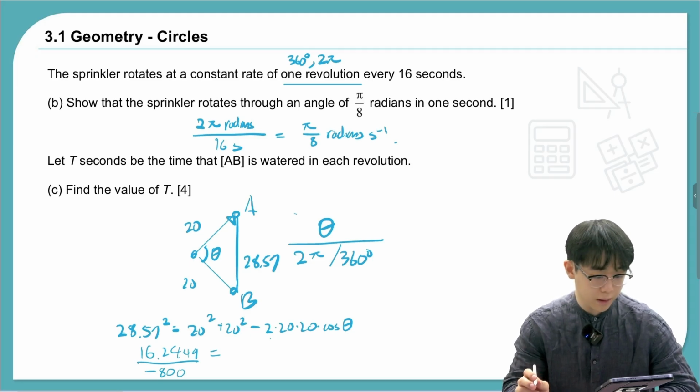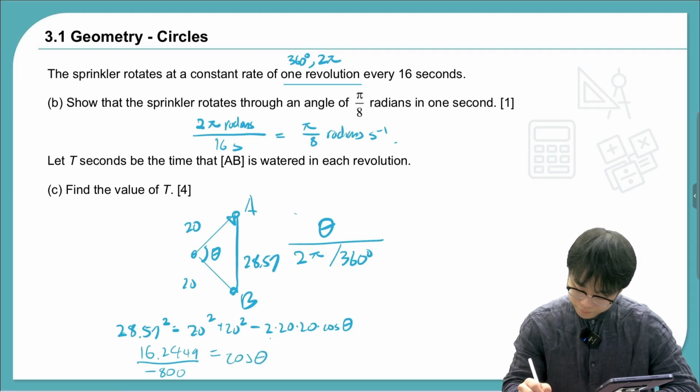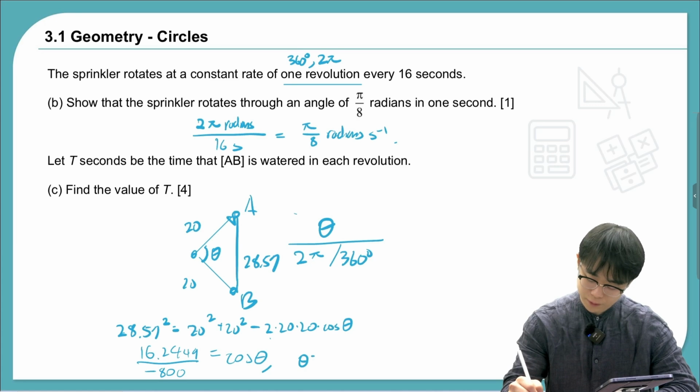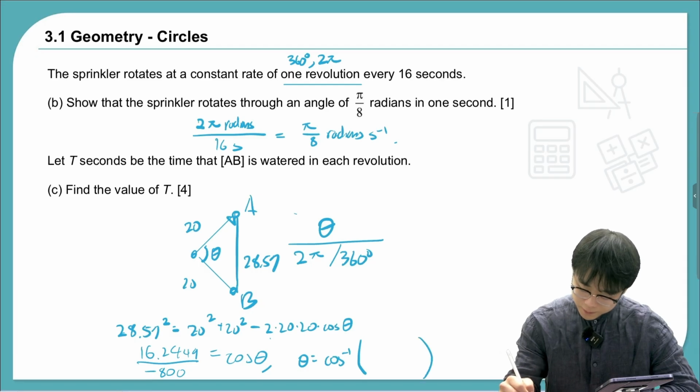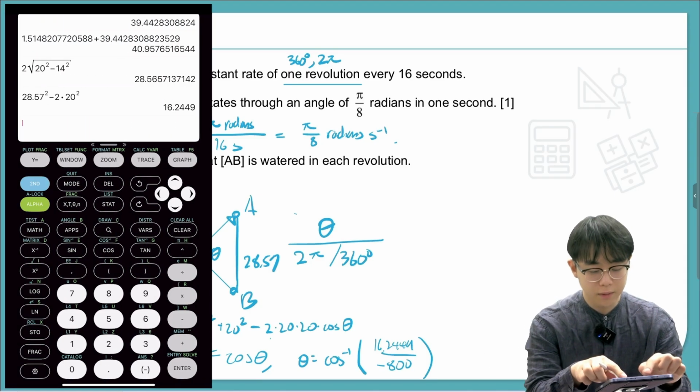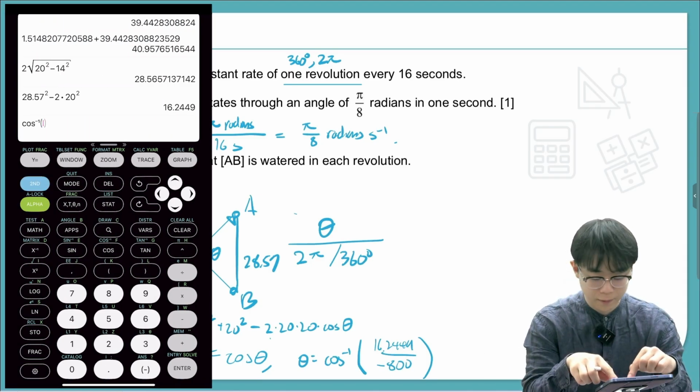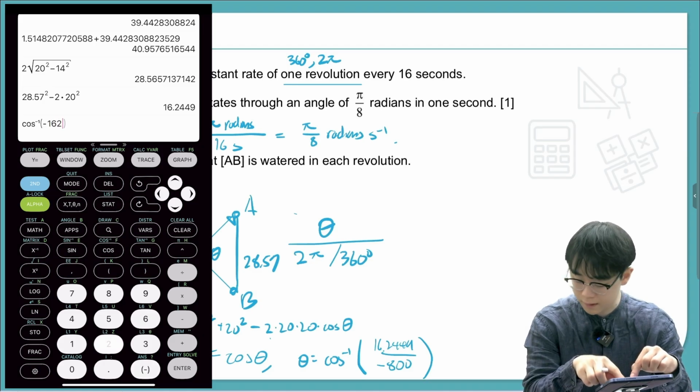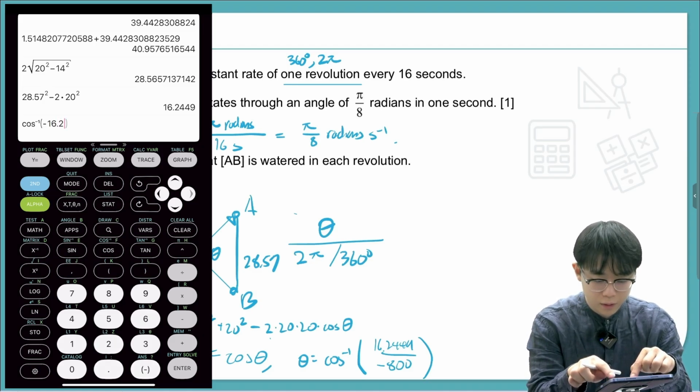And that should give us cosine theta. So if you were to solve for theta, we would just do cosine inverse of this value, so 16.2449 all over negative 800. So let's do inverse cosine of that. So negative 16.2449.